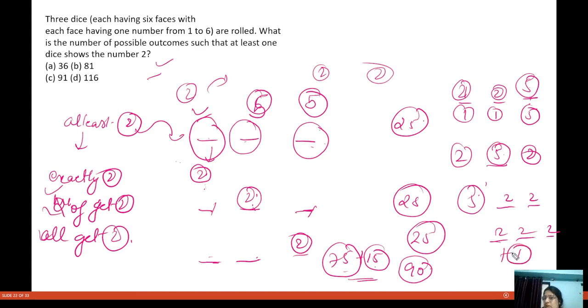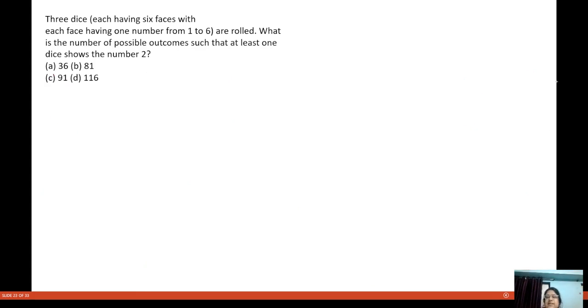Now see, we have one condition in which all three are getting 2. So that is one only. So the total number of outcomes you are getting is 91. So you get 91 here. I hope everybody is clear with this thing. See, understand this question very well.